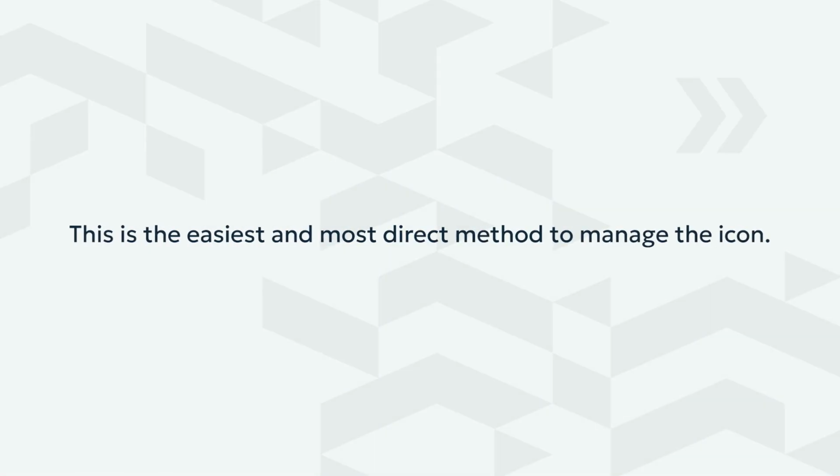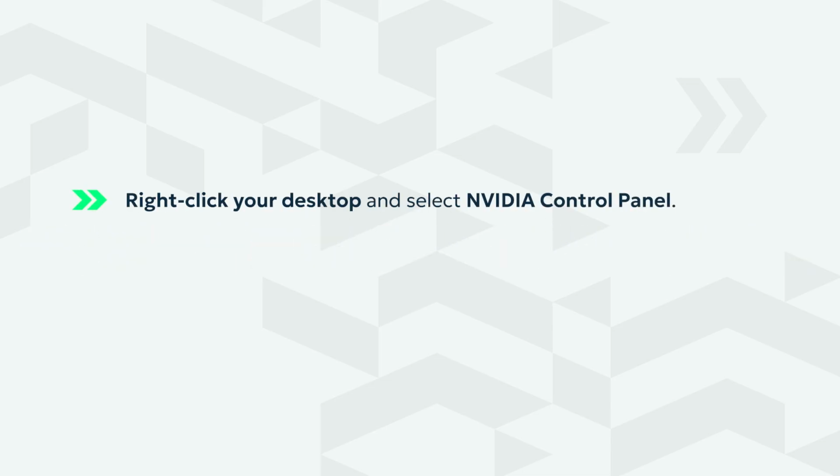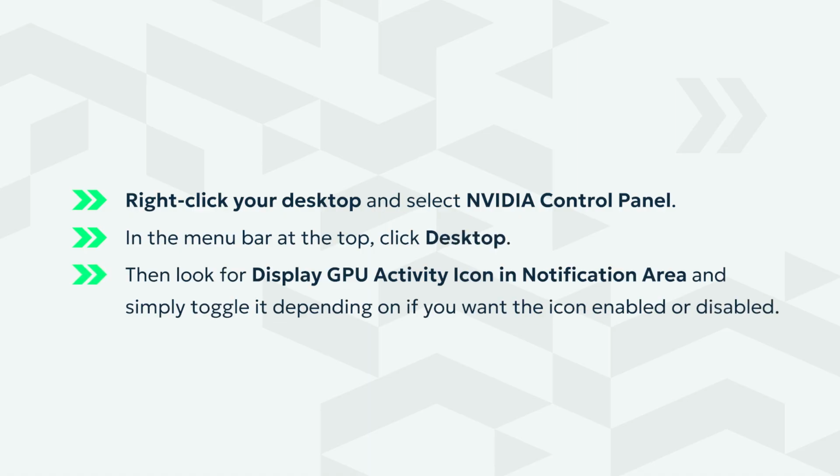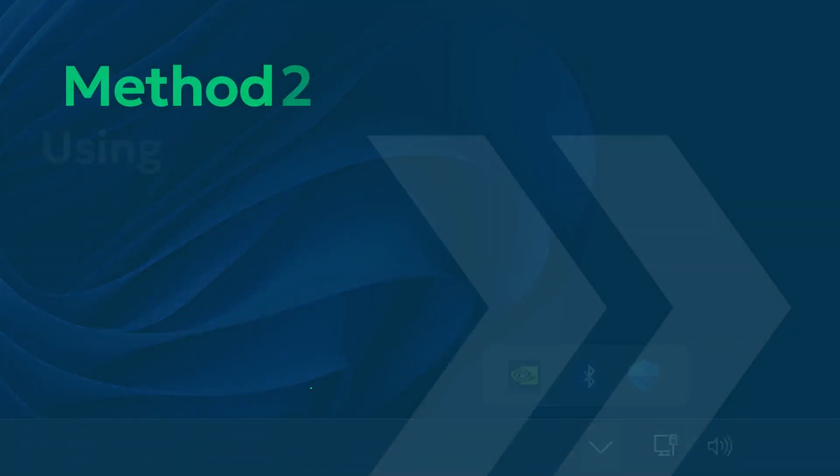This is the easiest and most direct method to manage the icon. Right-click your desktop and select NVIDIA Control Panel. In the menu bar at the top, click Desktop. Then look for Display GPU Activity icon in Notification Area and simply toggle it depending on if you want the icon enabled or disabled. You should now see the NVIDIA GPU Activity icon appear in the taskbar if enabled or disappear if disabled. Method 2.